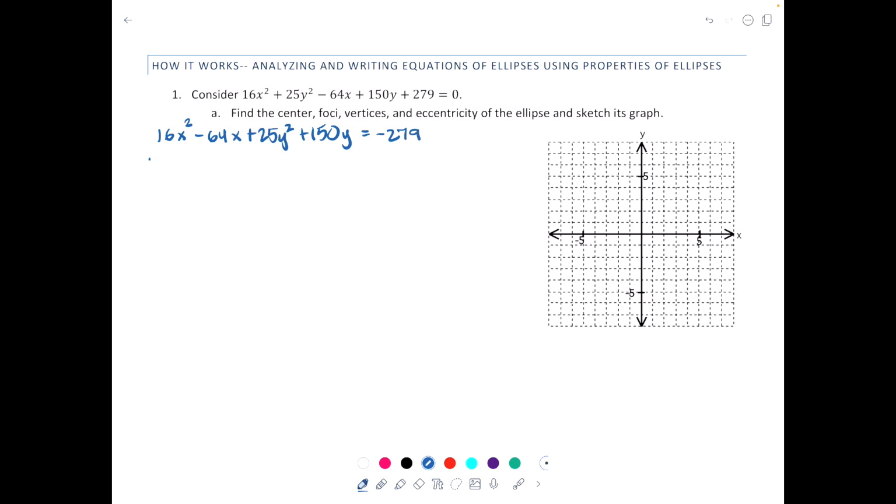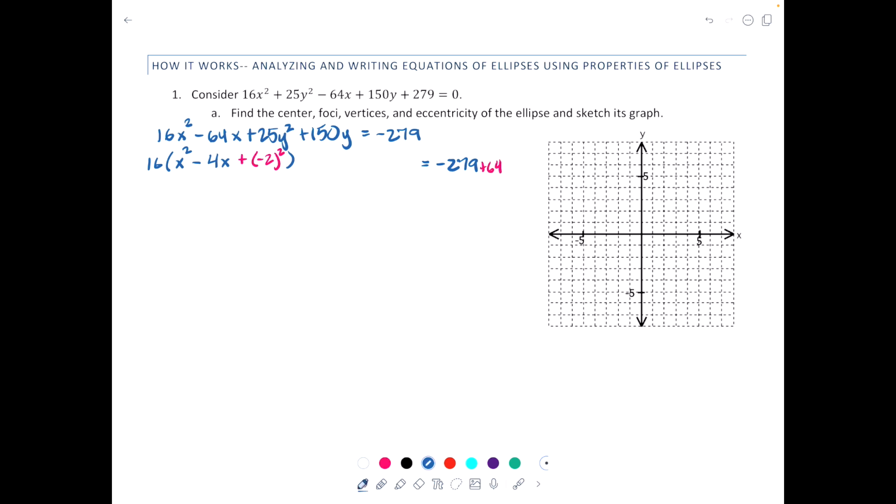Now I need to factor out 16 from the x terms. So inside I'll get x squared minus 4x. To complete the square on this one, I'm going to have to add negative 2 squared inside these parentheses, but I've really adjusted that parenthesis by how much? Good. 4 times 16, which is 64. So I'm going to put an equal sign a little further over, and then I'm going to add the 64.